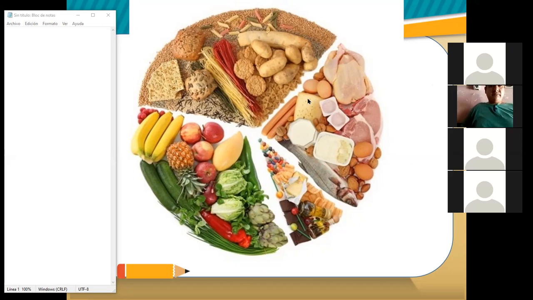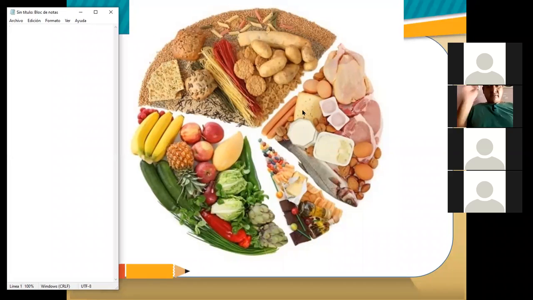Okay, so what about the next picture? What can you find there? Estamos hablando ya de los de acá, ¿verdad? Okay. Chicken. We have chicken. What else? Fish. Eggs. Beef. We have pork too, ¿verdad? Pork es carne de cerdo. Cream cheese.